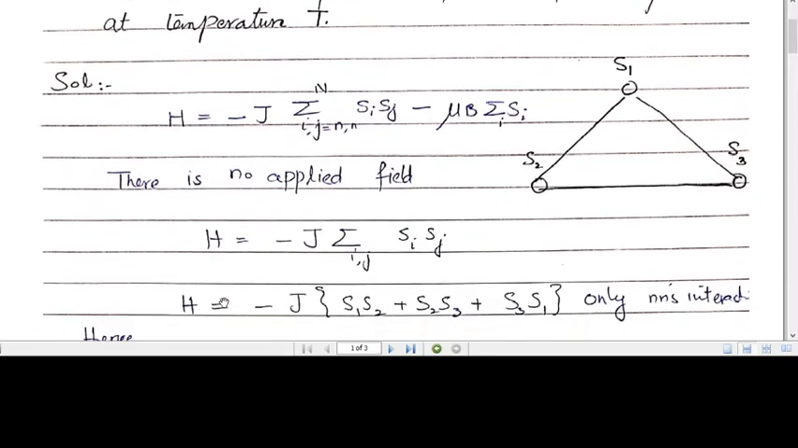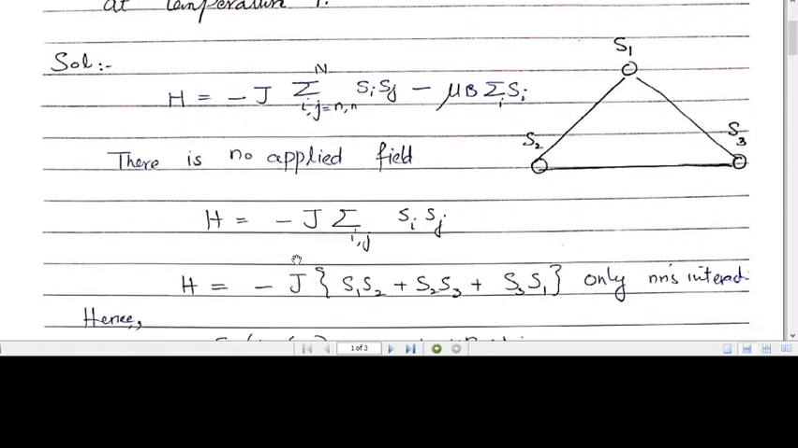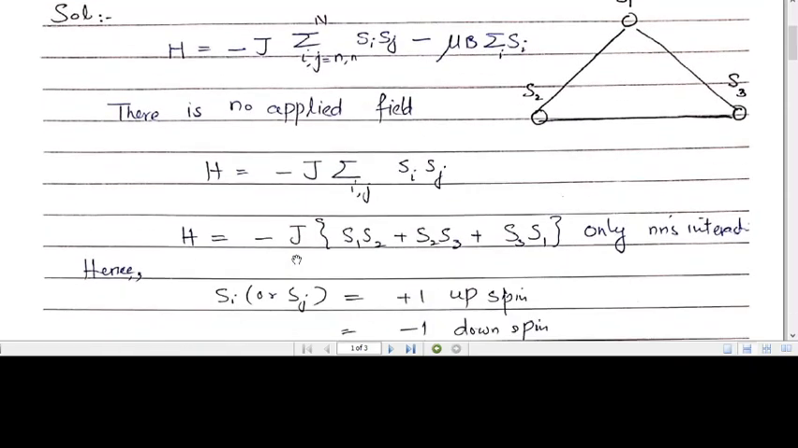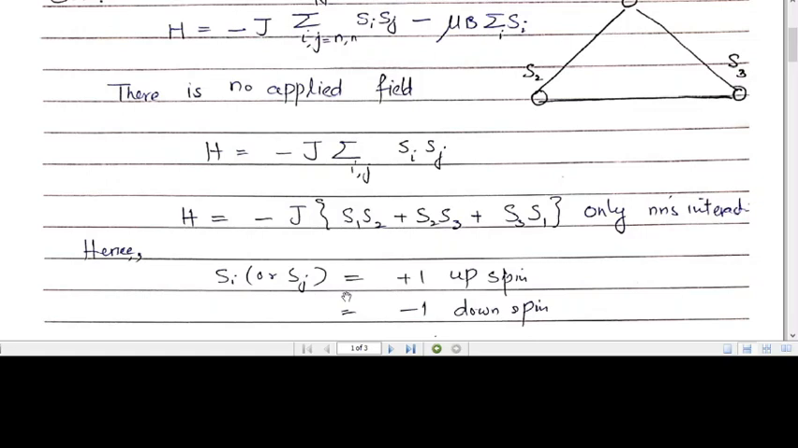So H is equal to minus J times S1 S2, the interaction between S1 and S2, and similarly you will have the second term S2 S3 plus S3 S1. We know that the spins can only take values plus or minus 1: if the spin is up, the value will be plus 1, and if the spin is down, the value will be minus 1.